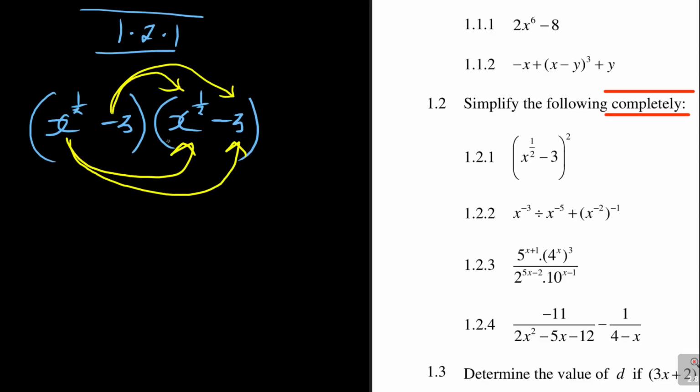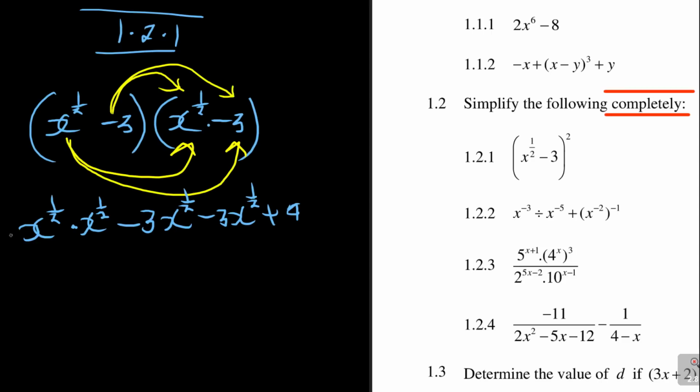To say that times that, what you will have is x to the power of half times x to the power of half. That's what they're saying. And then x to the power of half times minus 3 is negative 3 x to the power of half. And then again, that times that is negative 3 x to the power of half. And then minus 3 times minus 3 is a positive 9.